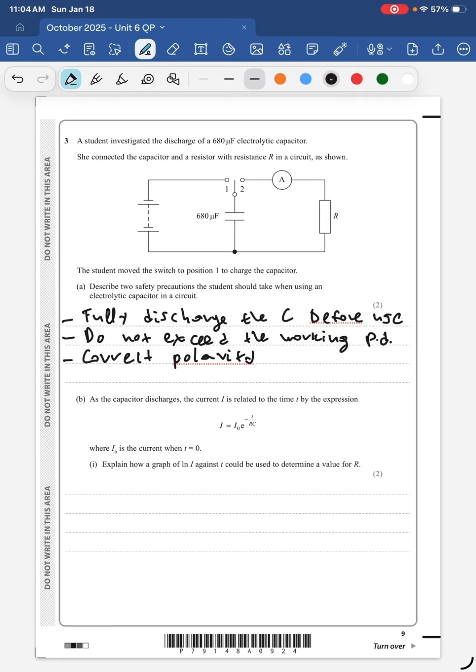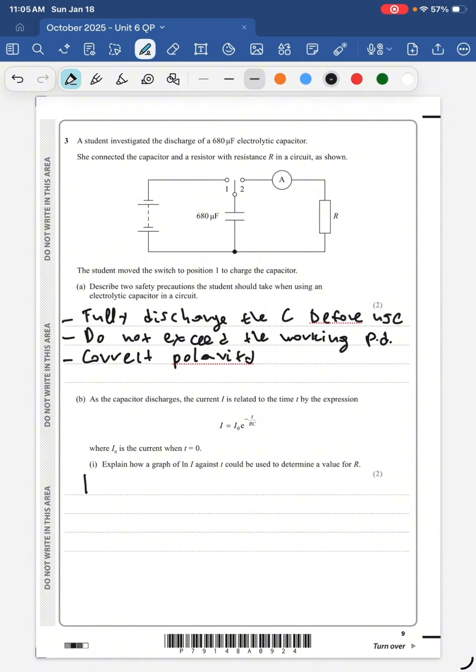Part B. As the capacitor discharges, the current I is related to the time t by the exponential decay expression, the familiar one, where I naught is the current when t is 0. Explain how a graph of ln of I against t could be used to determine a value for R. Okay, this is a very easy problem, in my opinion. I promised myself back when I started teaching physics in 2009 that I would never use the words 'it can be easily shown' or 'this is easy'. But okay, I think this is straightforward.